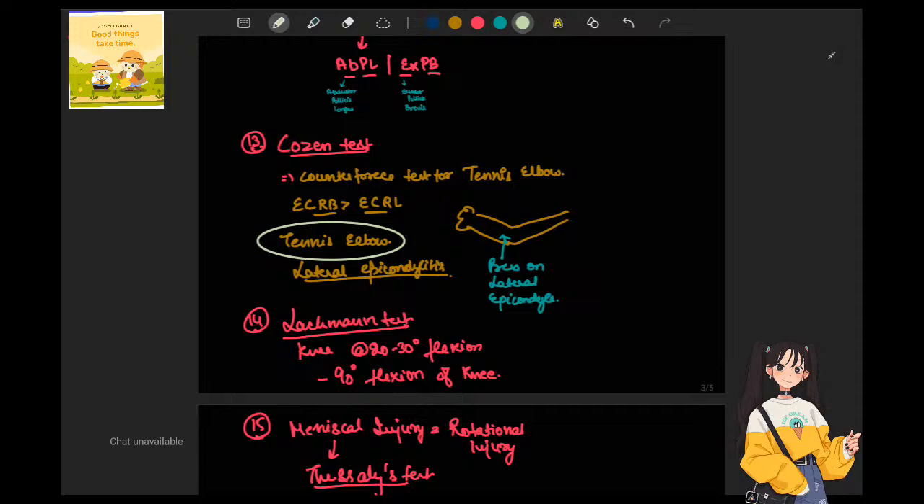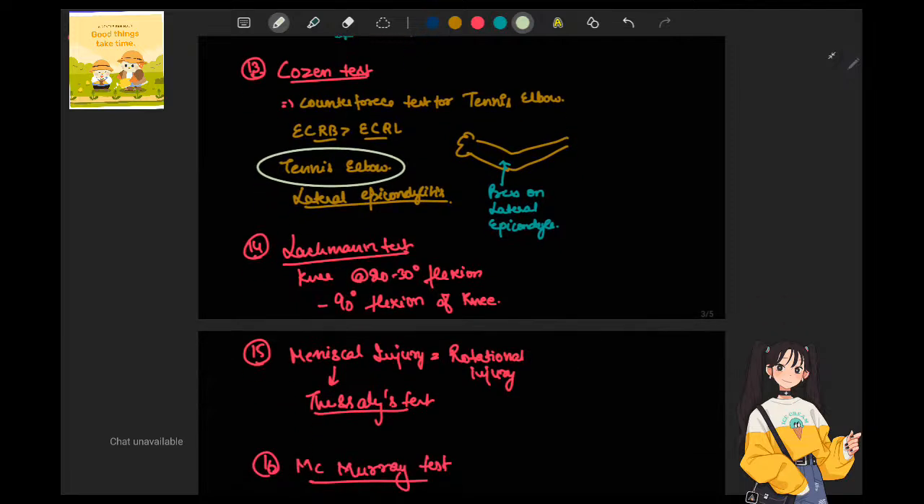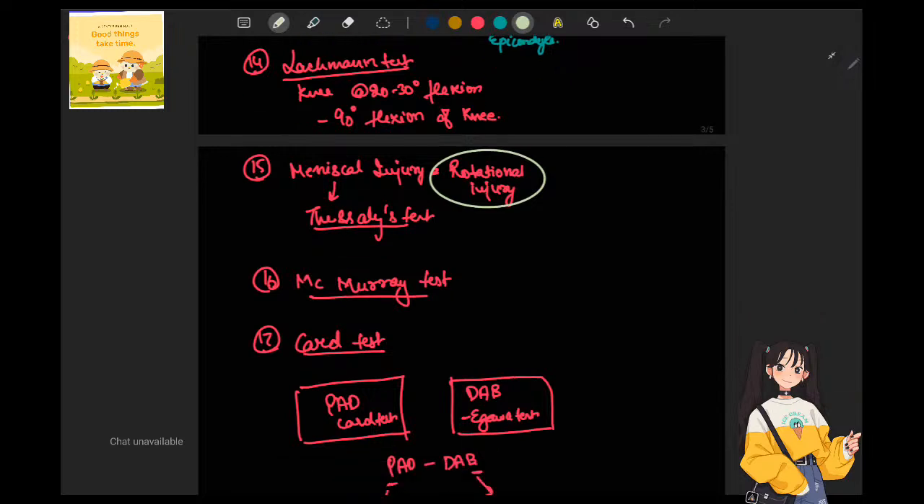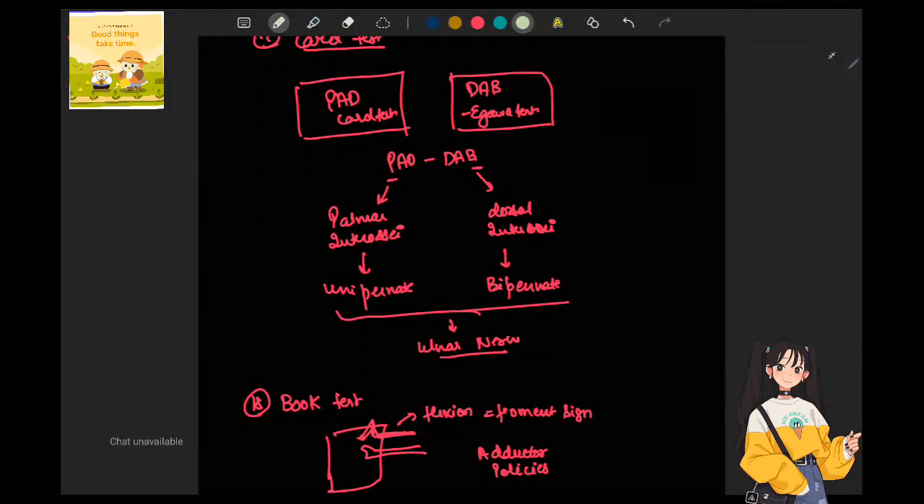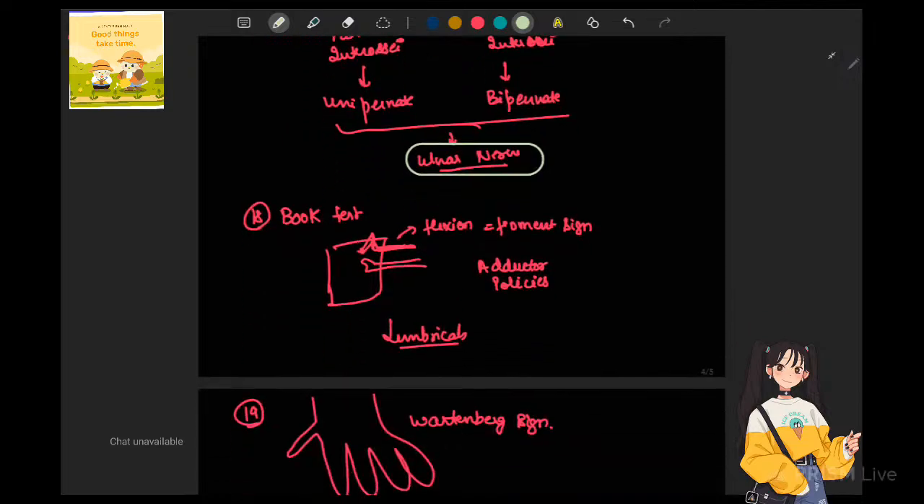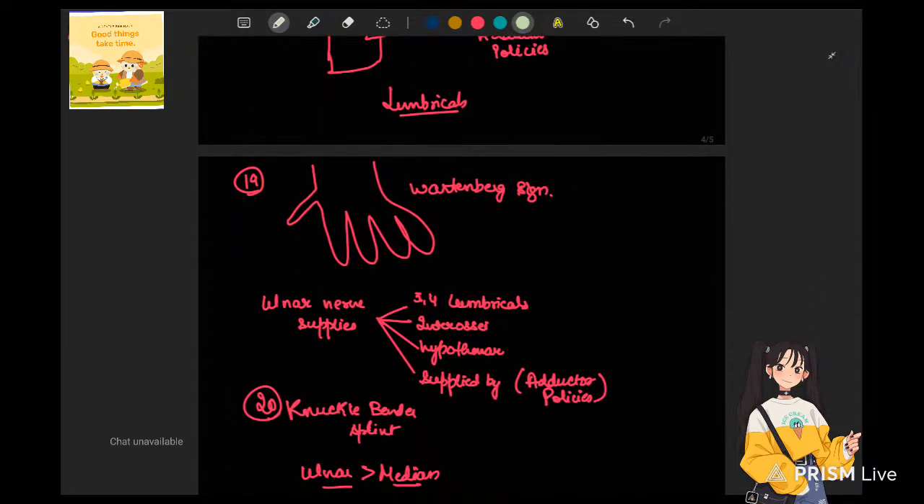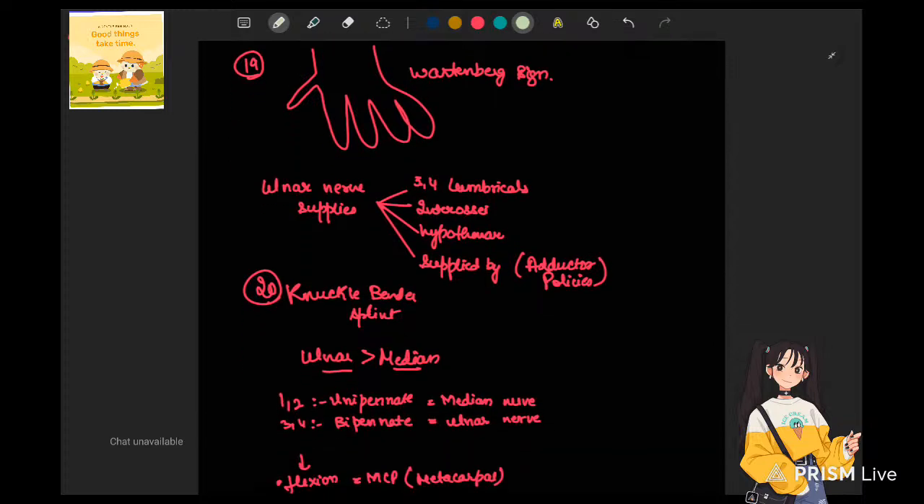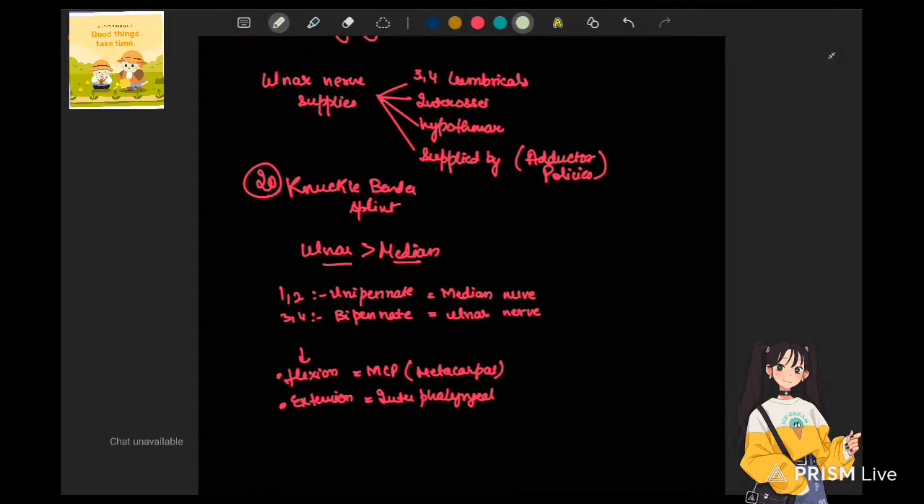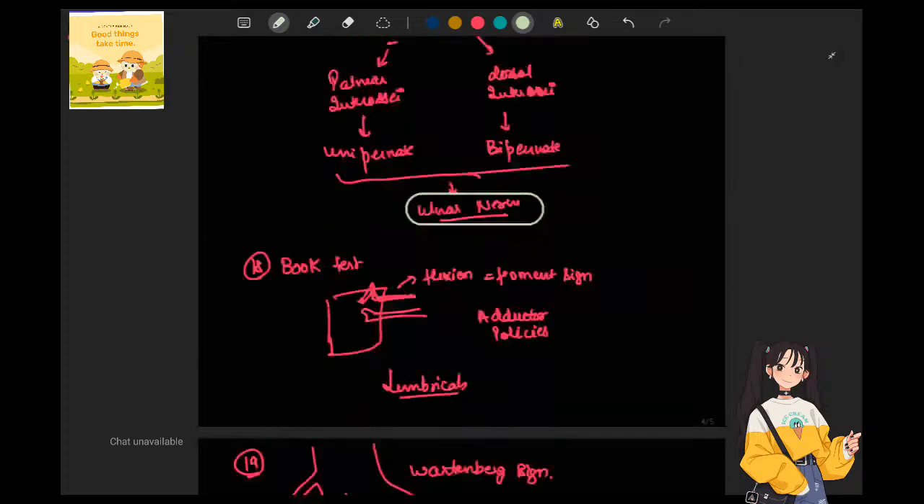Then we have the Lachman test, that is knee 20 to 30 degree flexion. Meniscal injury, rotational injury, if there is any rotational injury. Then we have the McMurray test, right? These are basically tests for the ulnar nerve, to test the ulnar nerve. Then book test is for lumbricals, ulnar nerve, they have been mentioned. Okay, so we have done with the topic. Thank you.